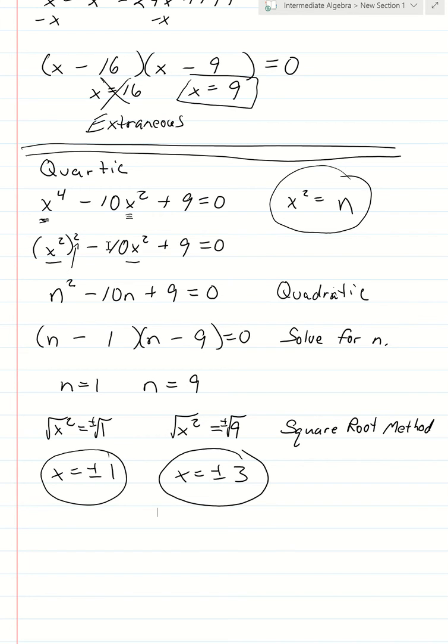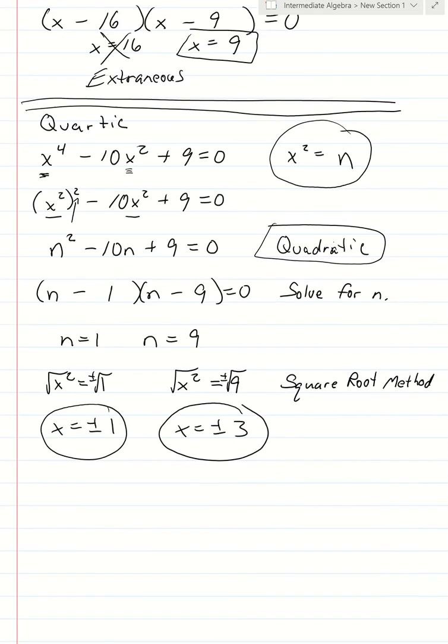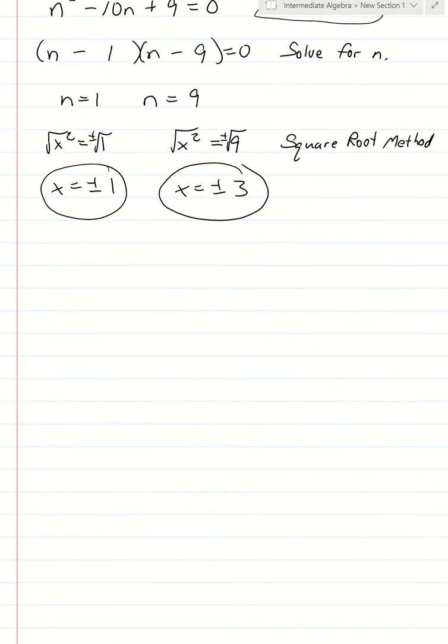Okay? So here, once again, what did we do? We took the quartic equation, we used a little substitution technique, and we turned it into a quadratic equation, something a bit more familiar to us. And then we used techniques of the quadratic equation to solve for this new variable n. Once we solved for n, you have to go back and solve for the original variable x. Let's do another similar type problem.